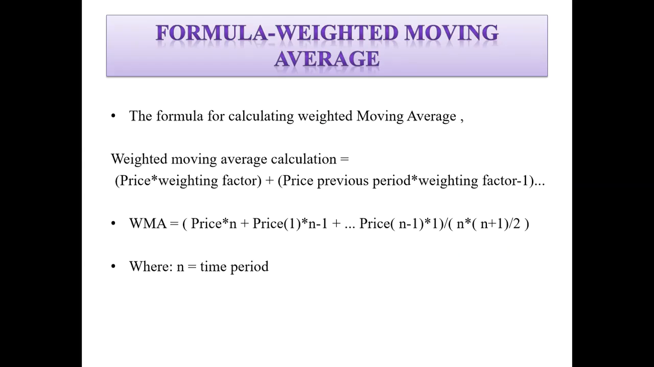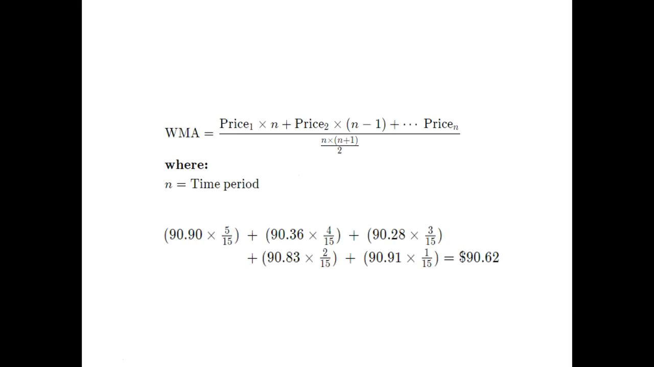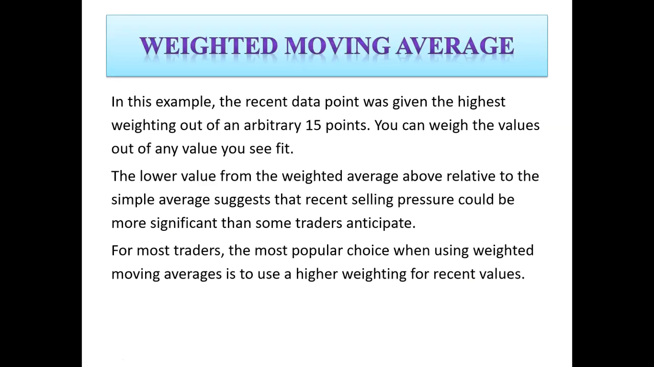So here's the formula for calculating the weighted moving average. We have the price times the weighting factor, plus the price of the previous period times the weighting factor minus 1. Like that, once we apply it, we have the formula given here, where n is the time period. So if we put it in an example, we have the weighted moving average formula and how it would look once we apply it in an equation.